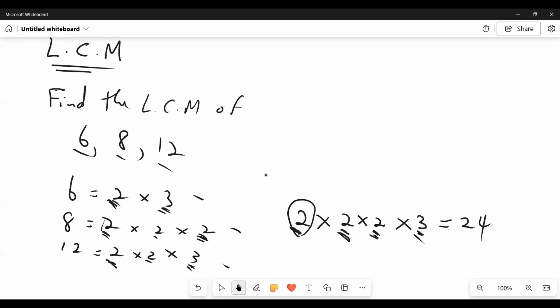So your answer is 24, right? Just make sure you don't duplicate, okay? You have 2 by 2 by, don't put 2 by 2 by 2, no. These 3 will be represented once by this 2 here, right?